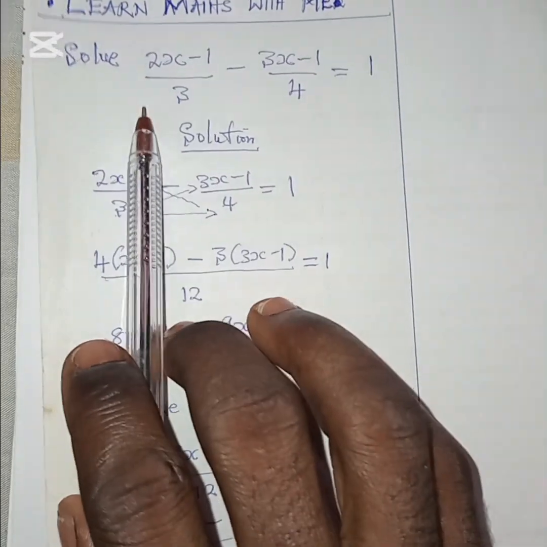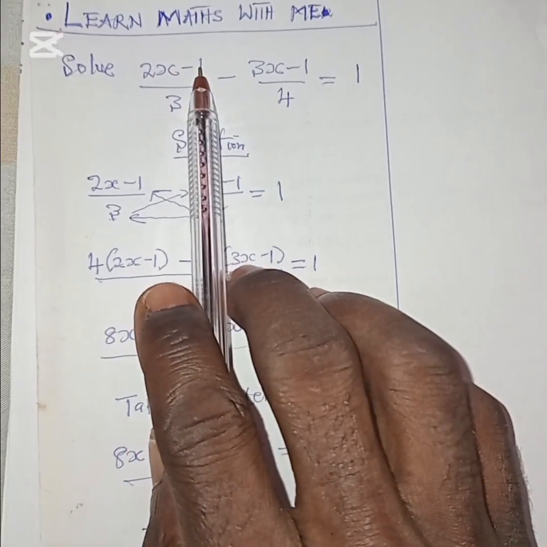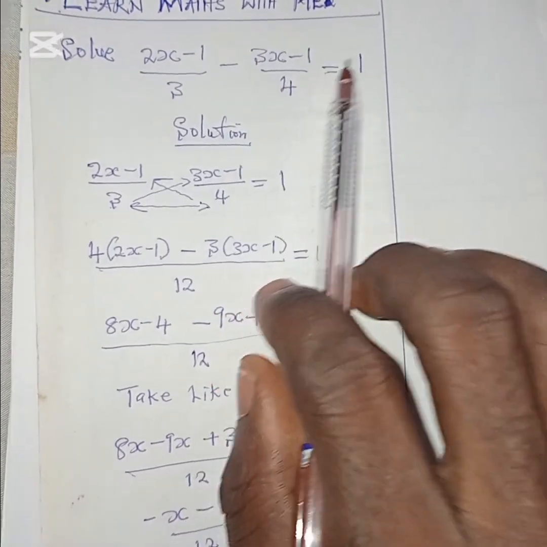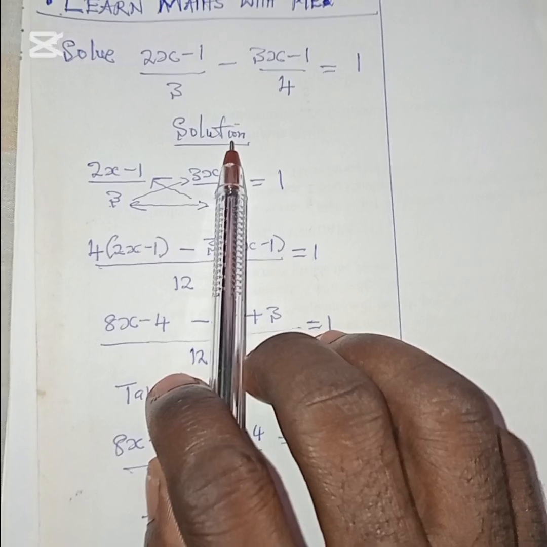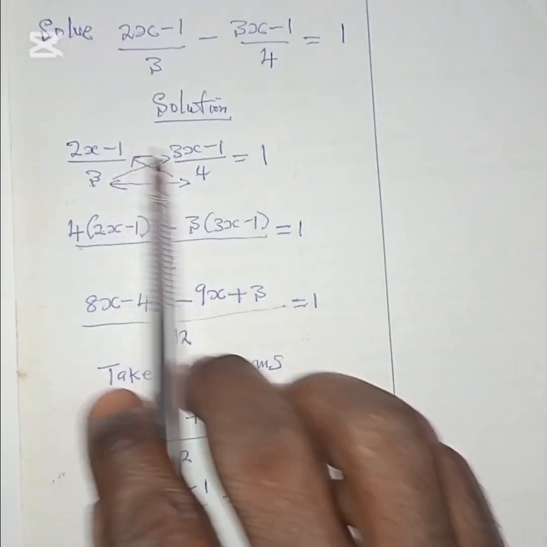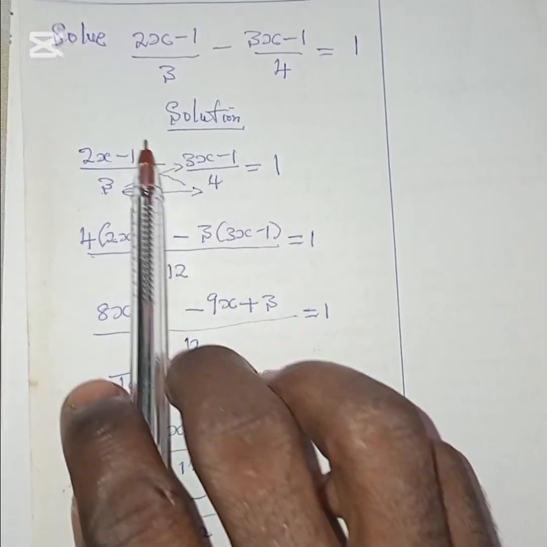Now the question says solve 2x minus 1 all over 3 minus 3x minus 1 all over 4 is equals to 1. Now the first thing you say what? Solution. Then you come down and write the equation again. Now the first step is to cross multiply.